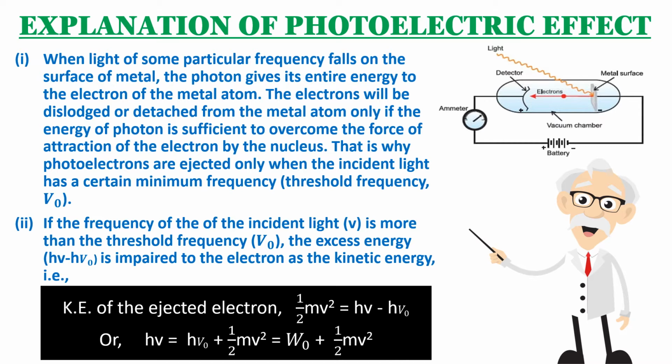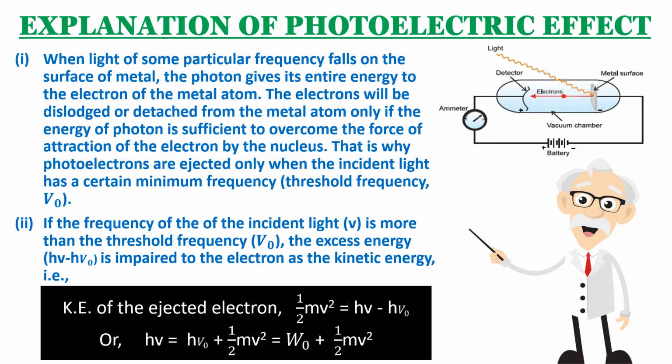Now moving further, he explained that if the frequency of the incident light, that is nu, is more than the threshold frequency, that is nu naught, the excess energy, where E equals h nu, will be h nu minus h nu naught. This excess energy is imparted to the electron as kinetic energy. That is, we can write the kinetic energy of the ejected electron as half m v square, which will be equal to h nu minus h nu naught. You can see over here the equations are given.